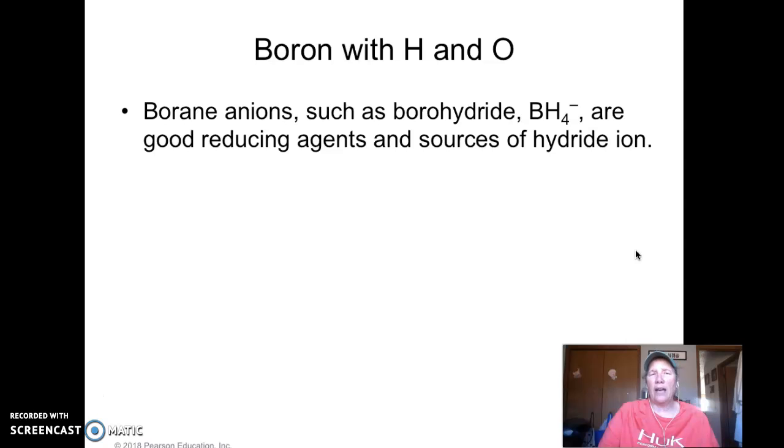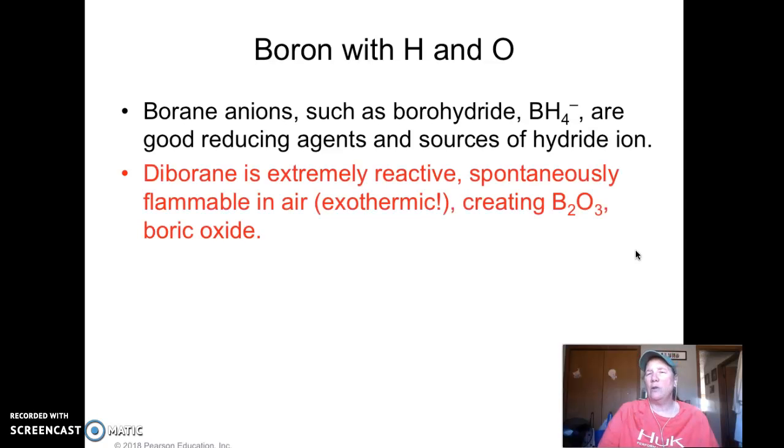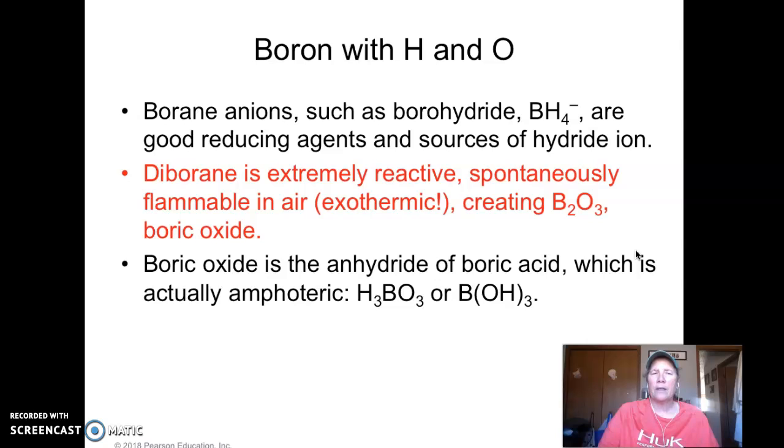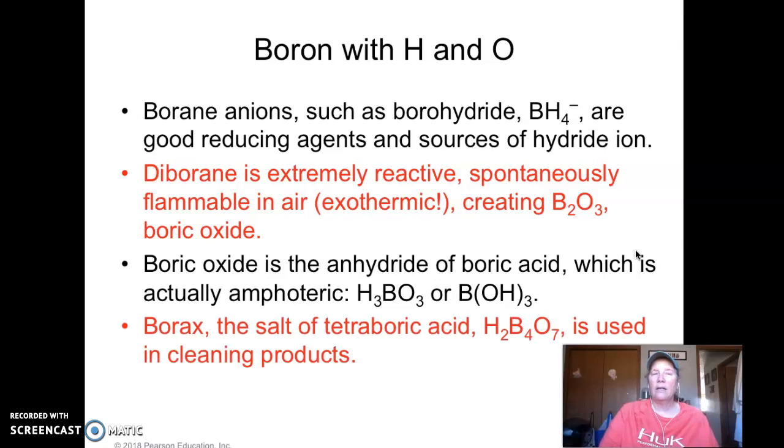If you put boron with hydrogen and oxygen, you get borane anions. Okay, they're good reducing agents. They'll get you that hydride ion if you want to make metal hydrides. The thing with diborane is it's extremely reactive, so when it burns, it gives off a lot of energy, and then it'll produce boric acid. Boric acid is an anhydride. In other words, it's an acid that's lost some of its hydrogen. It can be amphoteric. In other words, it can be an acid or a base.